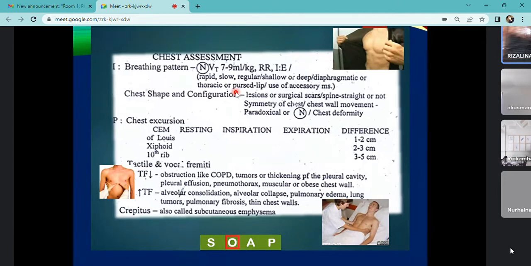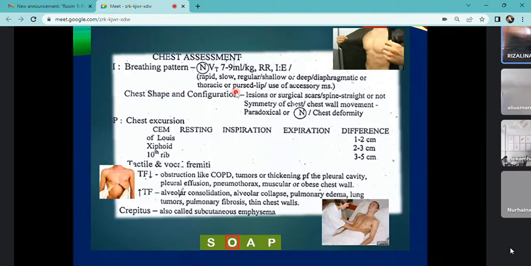Okay? Then we also check if the breathing is regular or paradoxical. When you say paradoxical, during inspiration, instead of the diaphragm descending, it ascends. During inspiration, instead of the ribs moving outward and upward, they move inward. And there is intercostal retraction, subcostal retraction, or supracostal or suprasternal retraction. Okay? So that is paradoxical breathing.